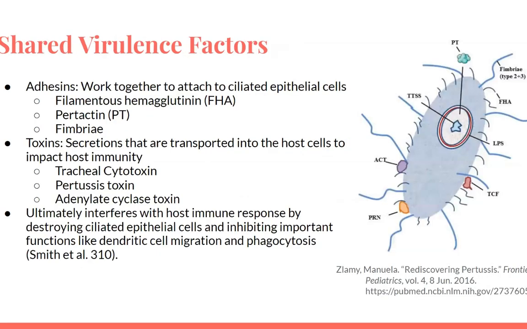Despite genome variations, classical Bordetella species share several virulence factors. Adhesins like filamentous hemagglutinin, pertactin, and fimbriae help the bacteria attach to ciliated epithelial cells. Toxins such as pertussis toxin and adenylate cyclase toxin disrupt the host immune response by destroying ciliated cells and inhibiting phagocytosis.